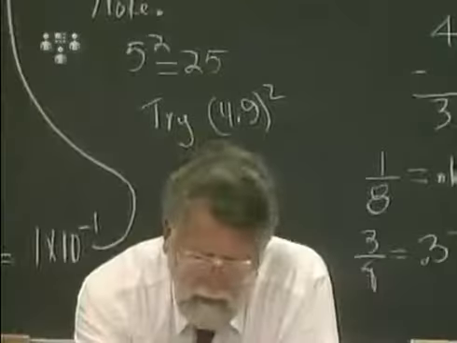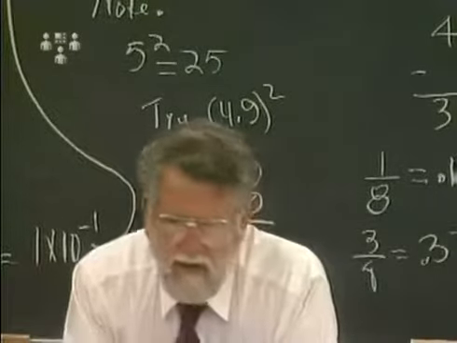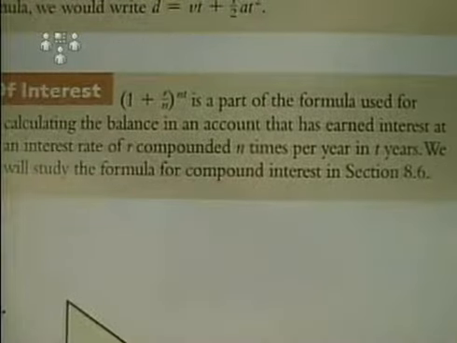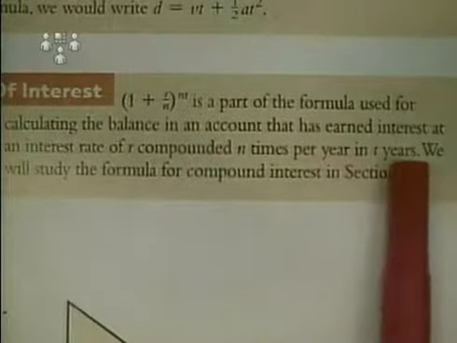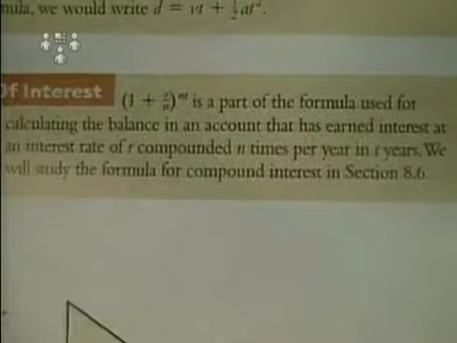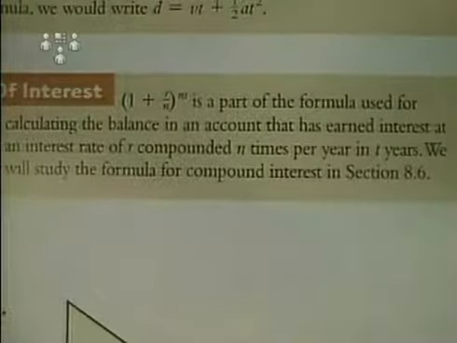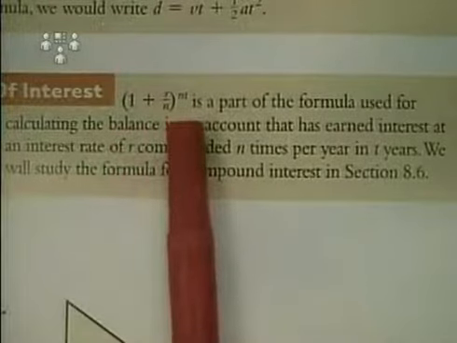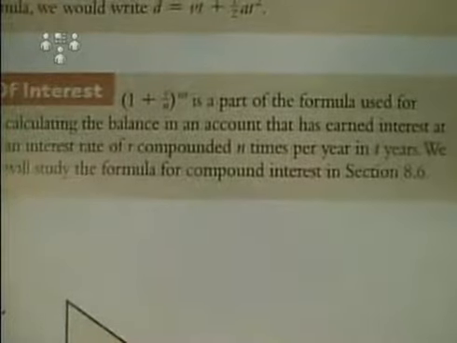And we come off there for a moment and come over to the statement. It's calculating the balance in an account that has earned interest, compounded n times per year in t years. The interest rate is r, and you use this formula to get what you have in the bank. I'll just tell you that this is e to the rt. Remember PERT, P times e to the rt, that's what that formula becomes.